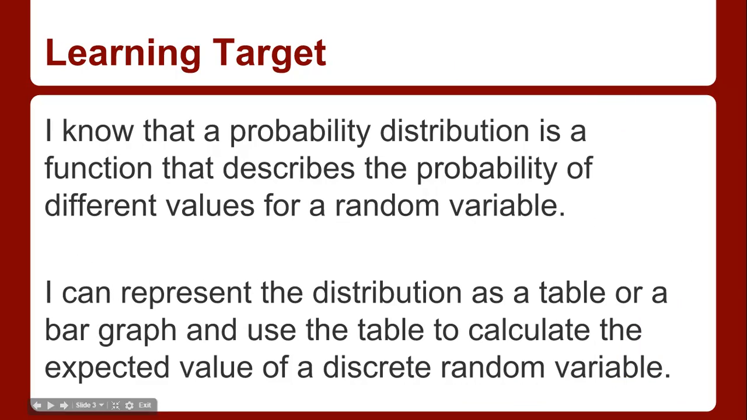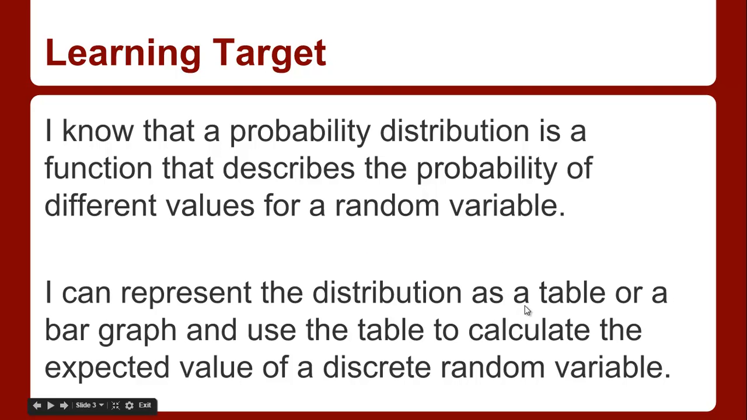So the learning target is, I know the probability distribution is a function. That word actually came up from grade 11. There's a reason why we have to take grade 11 functions to take this course. And so this is probably where we're starting to see functions. It describes the probability of different values for a random variable. This idea is probably going to be the more challenging thing to wrap our heads around, but we'll discuss a random variable. I can represent the distribution as a table or a bar graph and use the table to calculate the expected value, like what we were seeing before with the wheel.